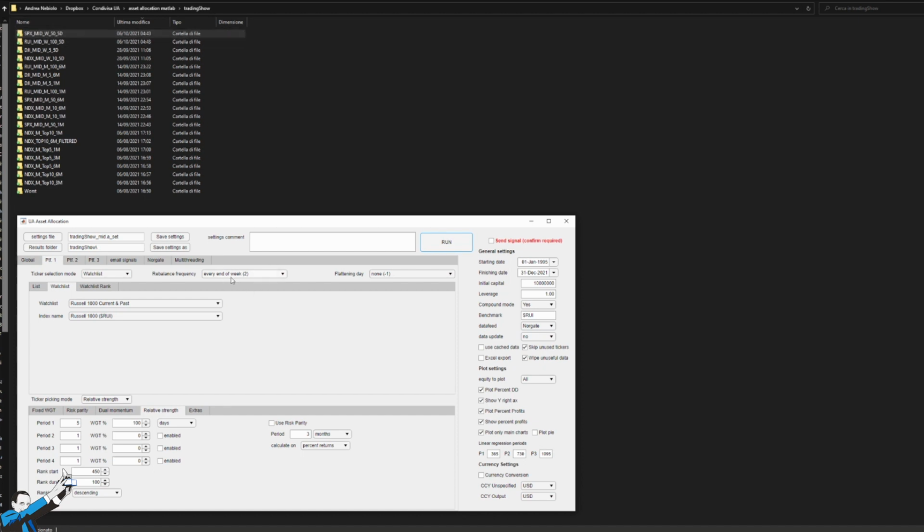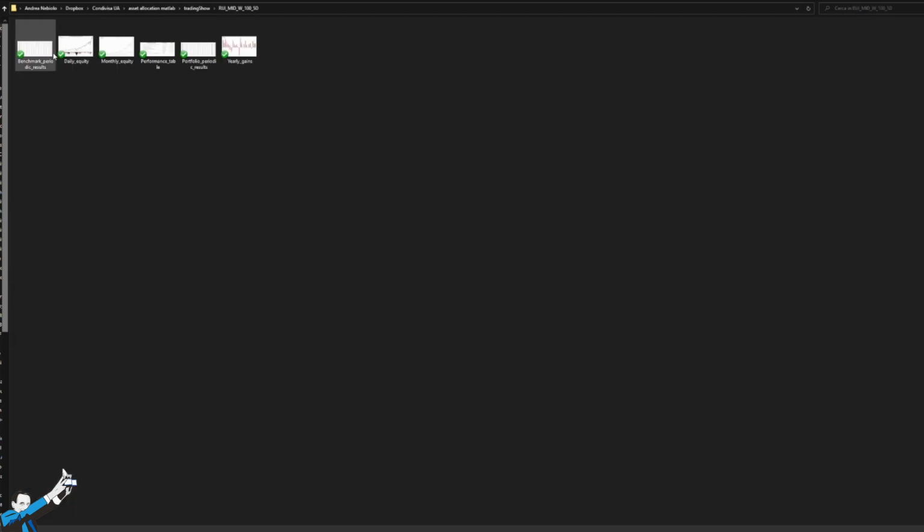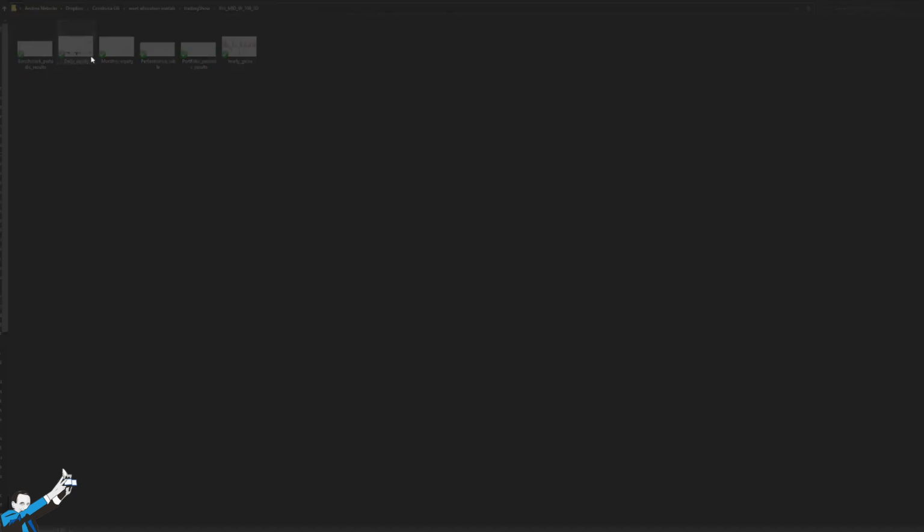So let's start with the Russell 1000. The rotation occurs weekly, more in detail every weekend, and the reference period for creating the ranking is 5 days. And we'll pick only the stocks that go from the 450th up to the 550th in descending order. So let's take a look at the results.